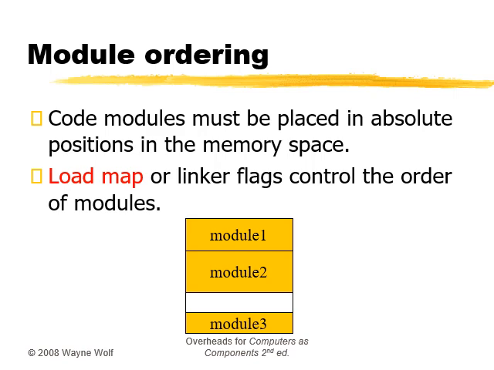So in this slide we are going to talk about module ordering. We have talked about how a program can consist of different modules, and on the basis of different modules we have different addressing modes. We have relative addressing, we have absolute addressing. In module ordering, core modules must be placed in absolute position in memory space. We use a load map or linker flags to control the order of the modules. Modules and files are similar things. These are just small portions of a big program. So for example, a program can consist of 10 modules. So we can say that a program has 10 files.